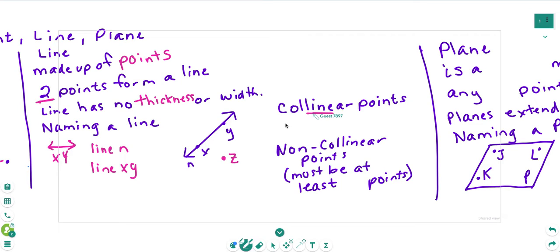So we could say that X and Y are collinear points. Therefore, non-collinear points, and you must have at least 3 to be looking at when we're talking about non-collinear points, we could say that X, Y, Z are non-collinear points. Z does not lie on the same line as X and Y.